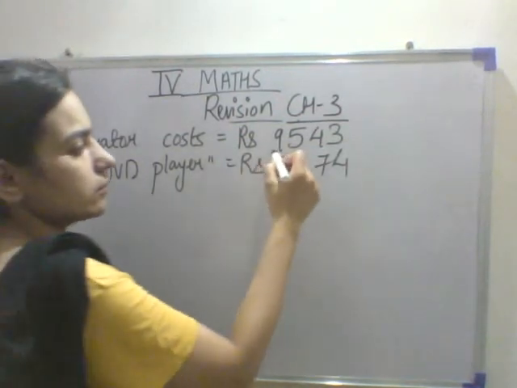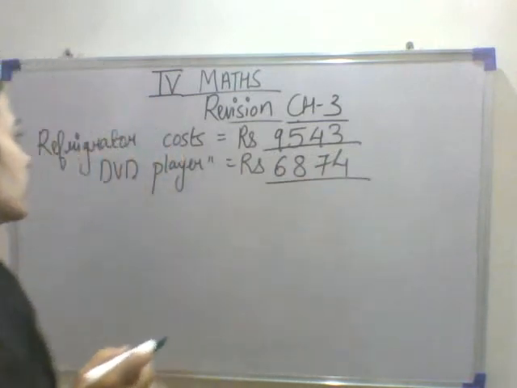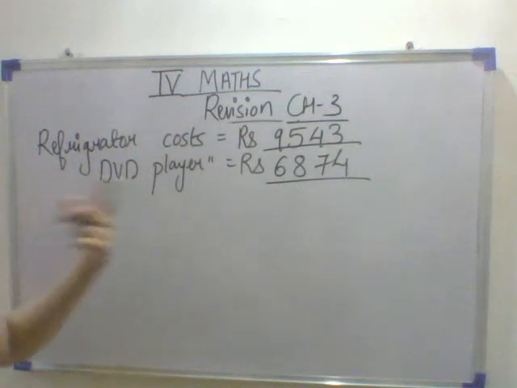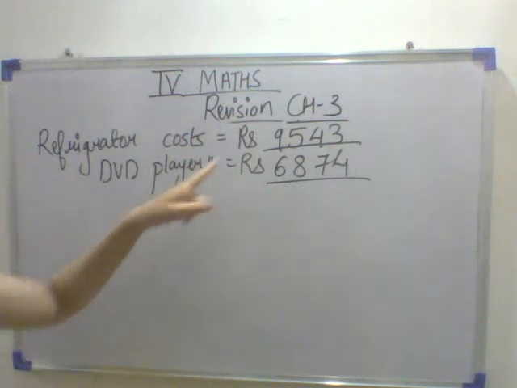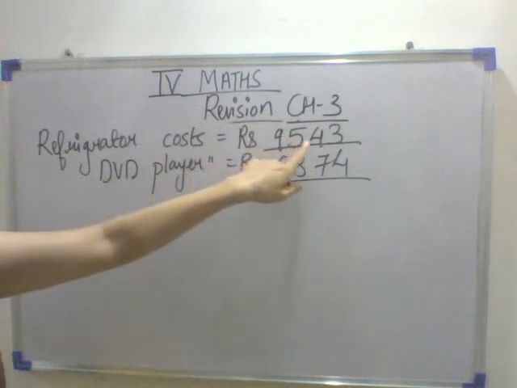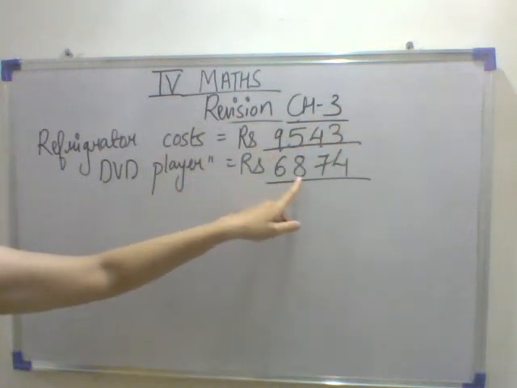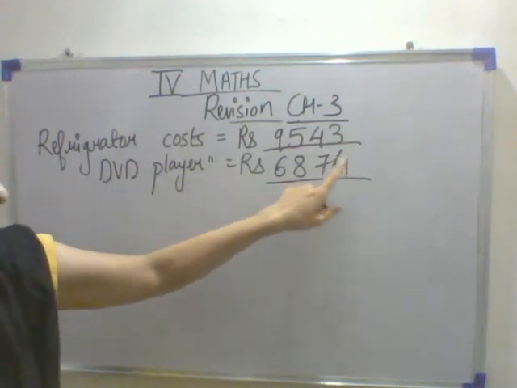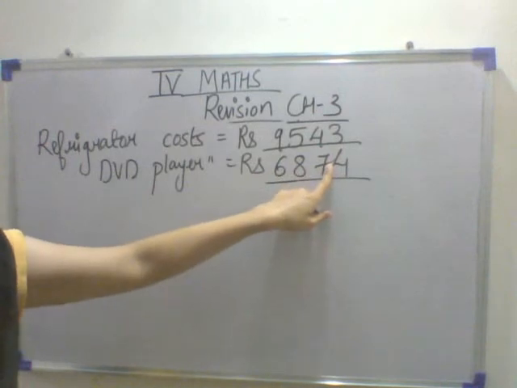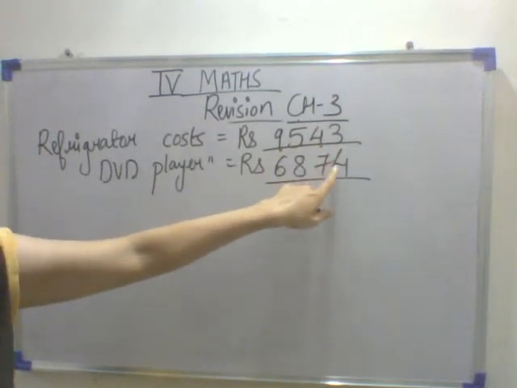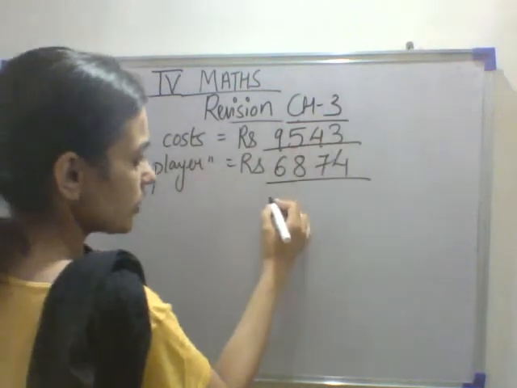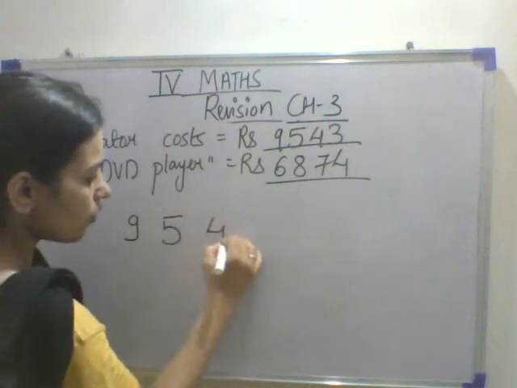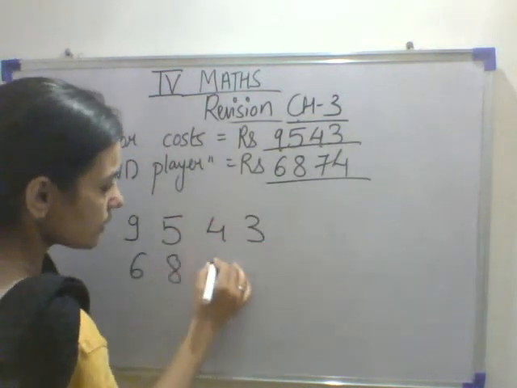Now by looking at these numbers, you can say that the cost of the refrigerator is more as compared to the DVD player, but by how much is it more? You have to find that. So you will be subtracting 9,543 with 6,874. You will be subtracting this number. So you will be subtracting 3 minus 4. Now here we can do this in rough. I am writing this number here, 9,543 and 6,874.